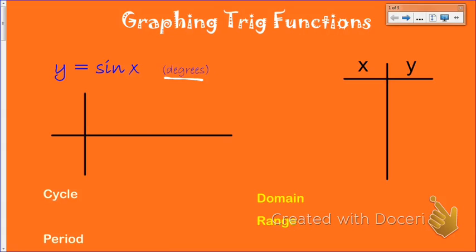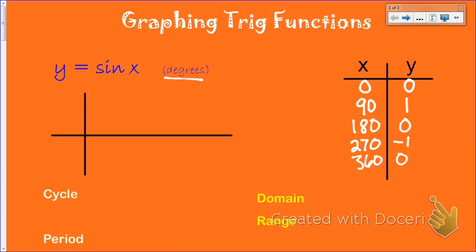So if I start at 0 degrees, if I plug in 0 for x, I know the sine of 0 is 0. Then I'm going to pick another easy value to plot, and an easy value to plot would be at 90 degrees. At 90 degrees, I get a sine value of 1. Then if I go to 180, the sine of 180 is 0. The sine of 270 is negative 1. The sine of 360 is back to 0.